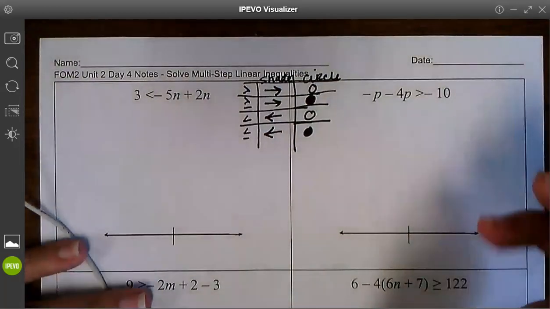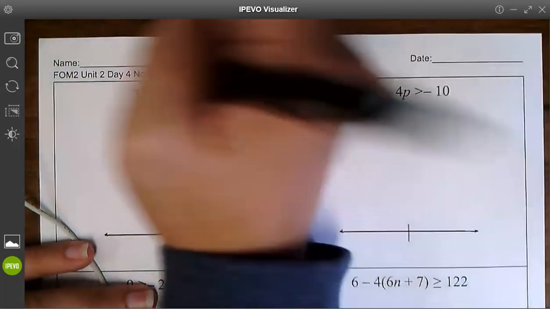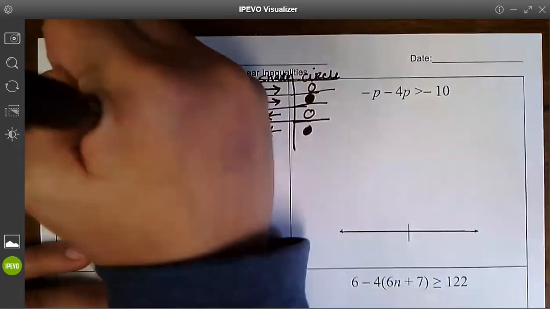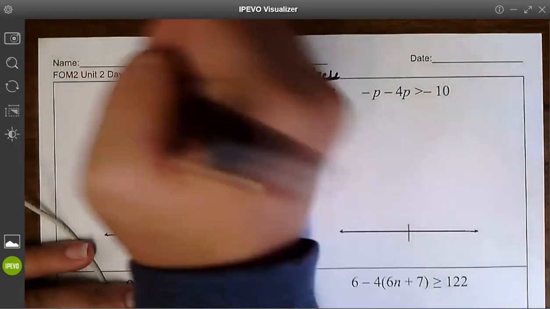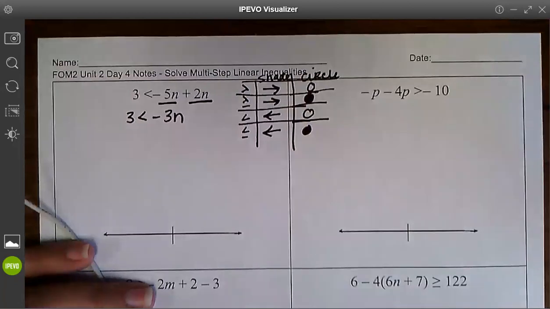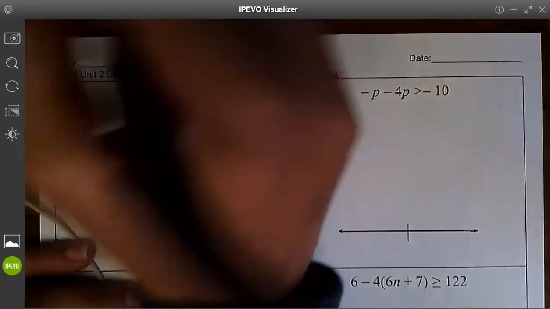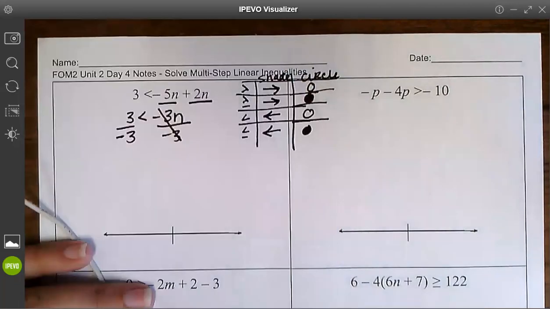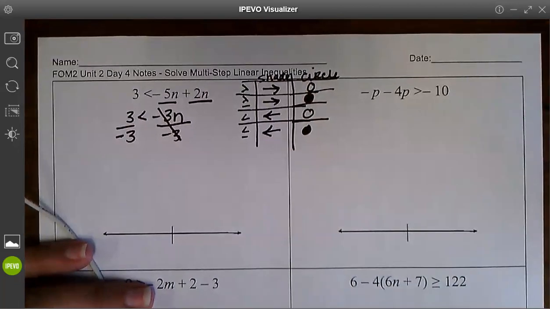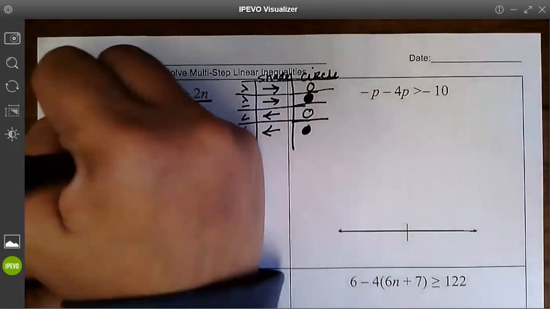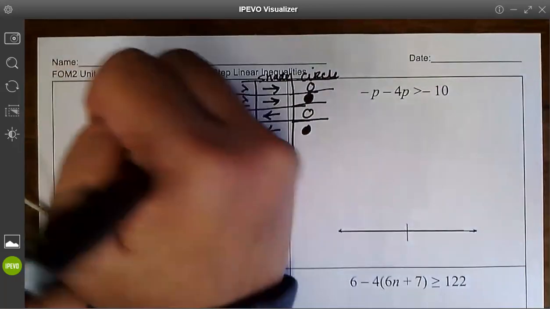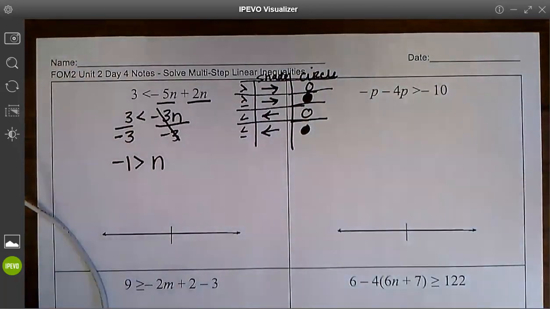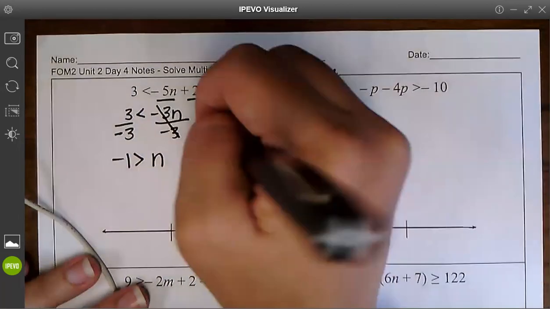So first, I'm going to combine my like terms. Just treat it just like a regular equation until the very end. Then I want to get n by itself, so I'm dividing both sides by -3. Because I divided by that negative, I have to flip my inequality. So I have -1 is not less than, but is greater than n. Now this shading only works when your variable is on the left-hand side, okay? So variable on the left.